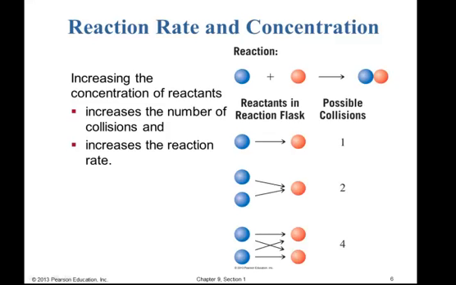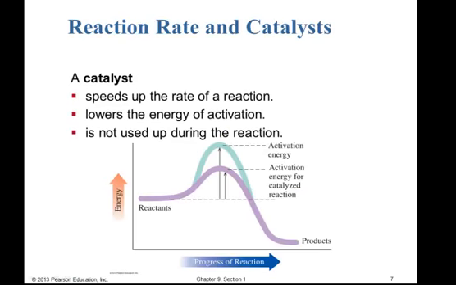The next thing is concentration. If we have more concentration of reactants, meaning more molecules in there, that means there's a possibility for more collisions. And if we have more collisions, according to the collision theory, that's going to increase the rate of our reaction. And the other thing that we're going to do in our lab is change the concentration and see if that affects the rate of the reaction.